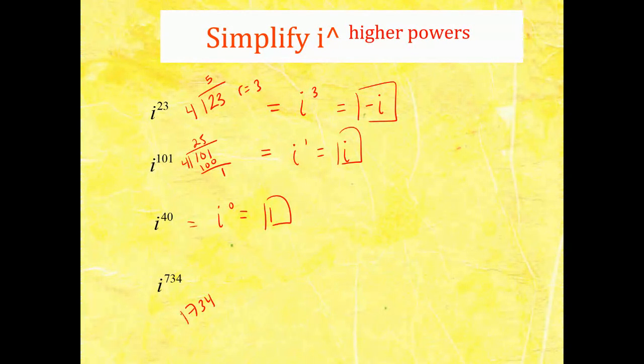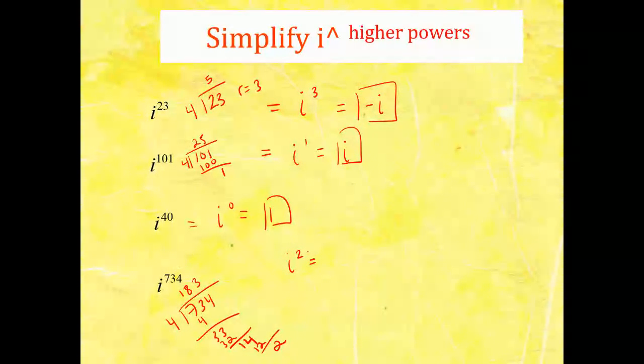734 divided by 4, it goes in once, that's 4. 33, it goes in 8 times, which is 32. 14, it goes in, what is that, 3 times, which is 12, and so I'm going to have a remainder of 2. So this is the same thing as i squared, which I knew it was going to be real because it's an even number. i squared is just negative 1.